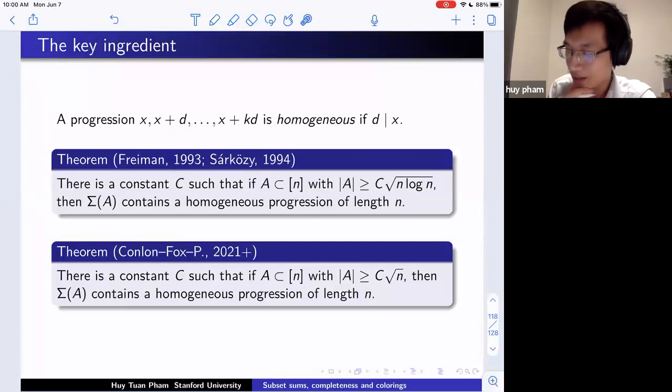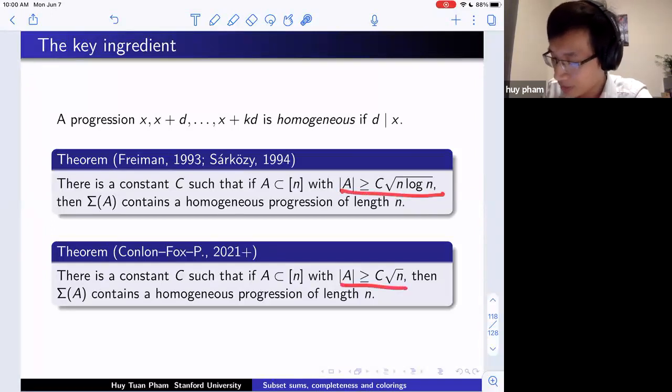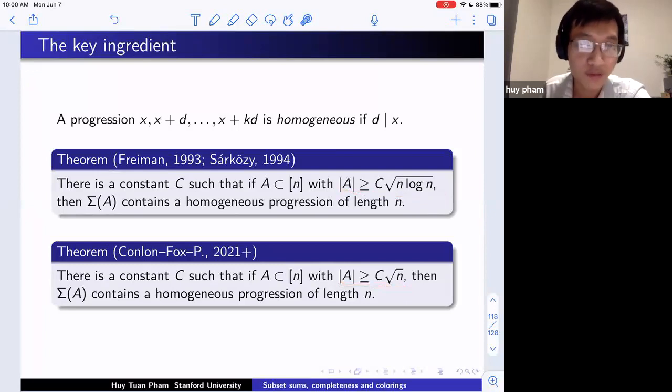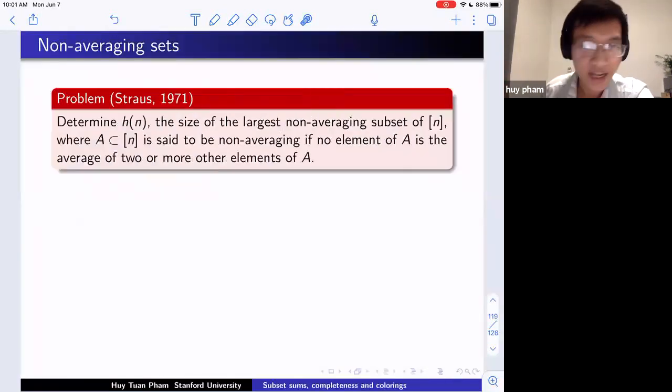And in fact, we show that in general, we can use the constraint in Szemerédi and Vu's theorem, so A is bigger than a constant times square root of n, and still obtain a homogeneous arithmetic progression. So this is the key tool in our exact determination of G and m. And in fact, this homogeneity is useful for several applications. So I'll just quickly discuss one application where it directly improves the best known previous bound.